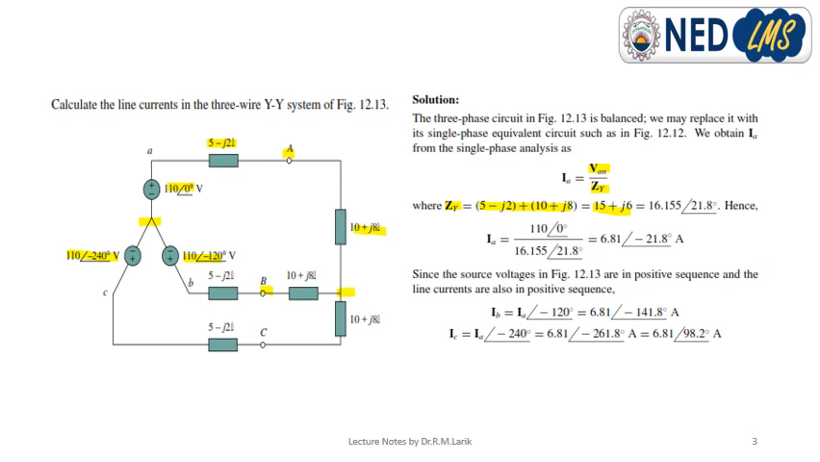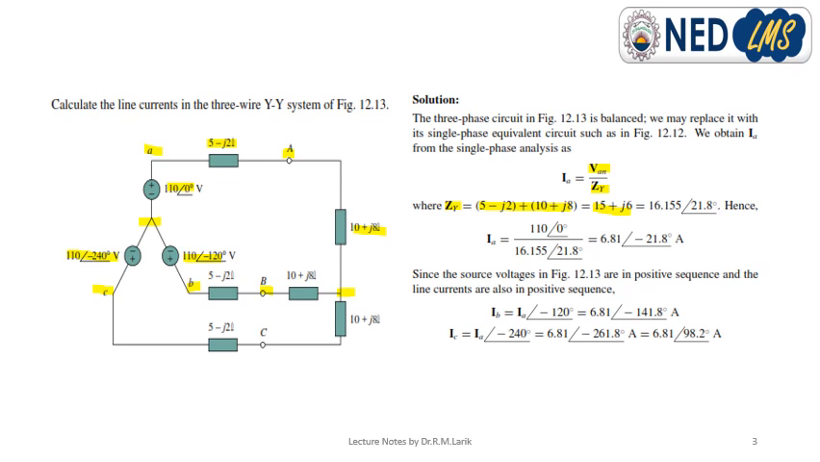Since the source voltages are in positive sequence, because see, the first one is A, the second one is B, then third one is C, so this is positive sequence ABC. Since these are positive, the line currents are also in positive sequence, that is IA, then IB, then IC, and of the same magnitude, just the difference of phase angle. So the line current IA is 6.8 angle minus 21.8 degrees. This was the line current of phase A.